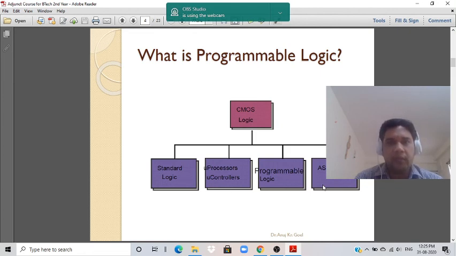All these come under CMOS logic because every electronic device is under CMOS. CMOS is the complementary metal oxide semiconductor. It's a layer by layer arrangement to form the different transistors and different inverters. So under CMOS logic we have different categories. Standard logic, which implements single functions, not more than one function. Then we have microprocessors and microcontrollers.